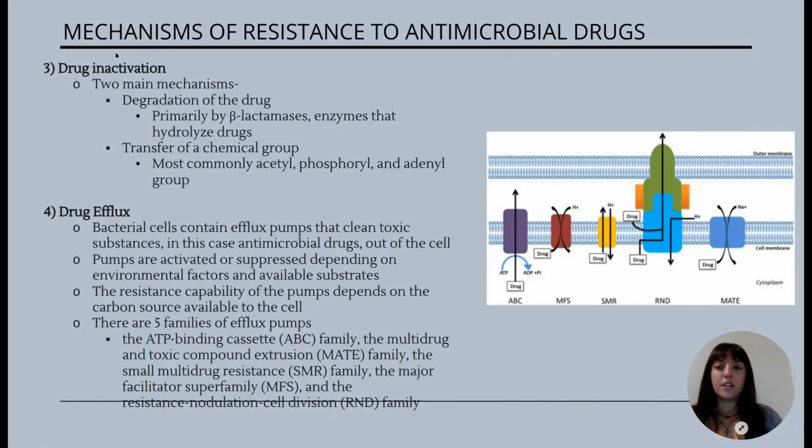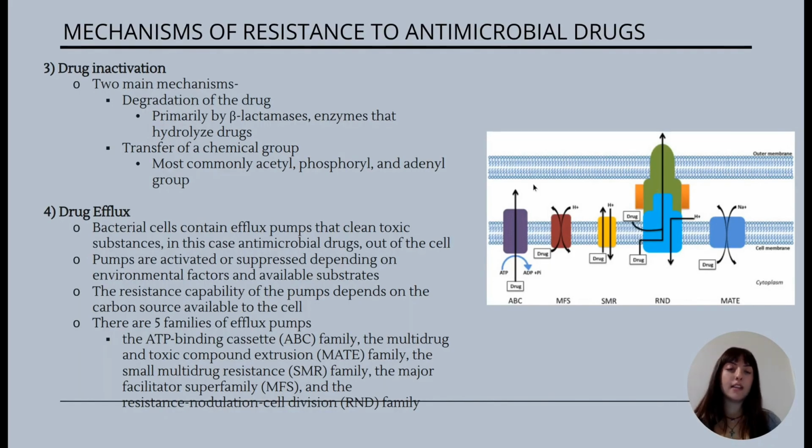So drug inactivation happens by two mechanisms: either degradation of the drug, which is primarily seen in beta-lactamases, which are enzymes that hydrolyze the drugs, or we see a transfer of a chemical group, mostly acetyl, phosphoryl, and adenyl groups. And then lastly, drug efflux. Bacterial cells contain efflux pumps that clean toxic substances, in this case antimicrobial drugs, out of the cell.